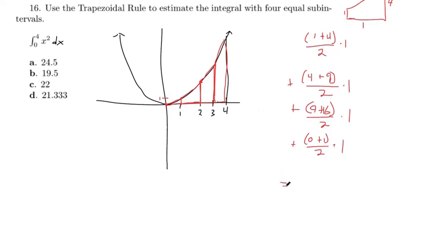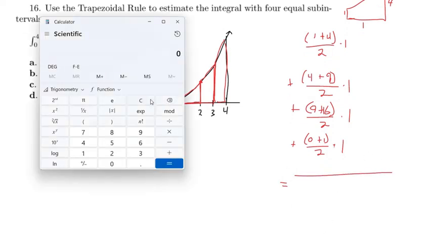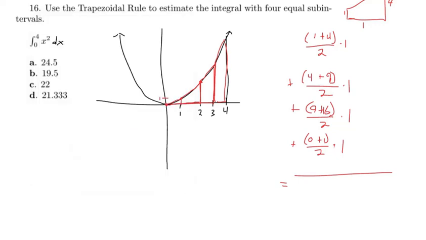And then if we add all those up, we've got the approximation using the trapezoidal rule. So the first one, 5 divided by 2 is 2.5. Second one, 13 divided by 2 is 6.5. Third one, that's 25 divided by 2, so that's 12.5. And then the fourth one, that's 1/2 times 1, so that's 0.5. So 22 is the area under the curve using the trapezoidal rule.